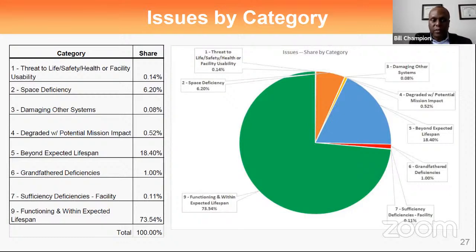About 6% of the deficiencies are missing space in one of the space types we previously discussed. 71 items, or a tenth of a percent of all of the deficiencies, are critical issues that appear to pose threats to life, safety, health, or facility usability. Next slide, please.